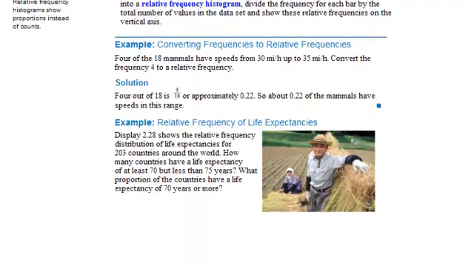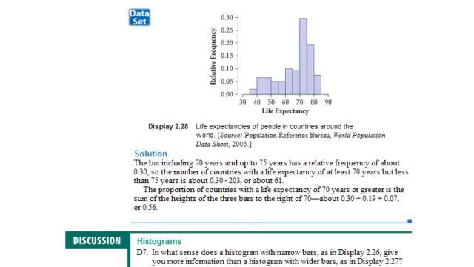All right, the next example, the life expectancies, is what the next one is for. Okay. So let me read this example here. So we've got display 2.28 shows relative frequency distributions of life expectancies for 203 countries around the world. How many countries have a life expectancy of at least 70 but less than 75? What proportion of the countries have a life expectancy of 70 years or more? So we've got a couple questions going on here.